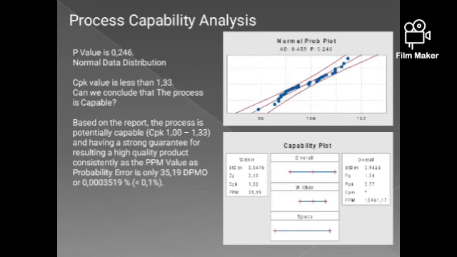Using the process capability 6-pack by Minitab, following the Anderson-Darling method, the p-value is more than 0.05. It means that the data points follow the normal distribution, or the data is normally distributed. Hence, the raw material performance and capability calculation is statistically justified. The CPK value indicates that the process performance is not capable of producing high-quality product consistently, since the CPK is less than 1.33. But based on the PPM value, the process is potentially capable and has a strong guarantee of resulting in high-quality product, as the probability error in PPM value is only 35.19 DPMO, which is less than 0.1%.